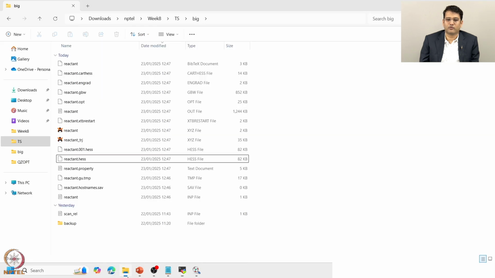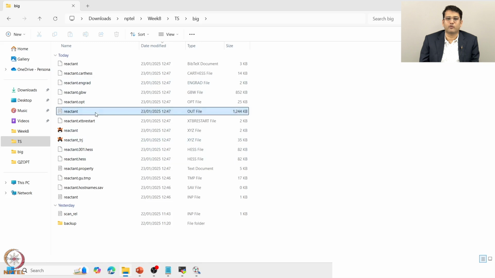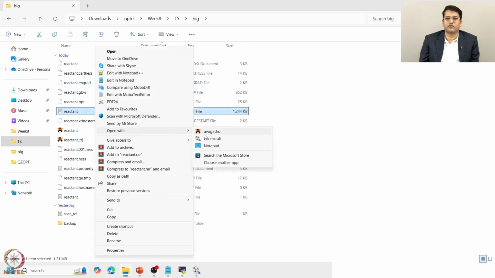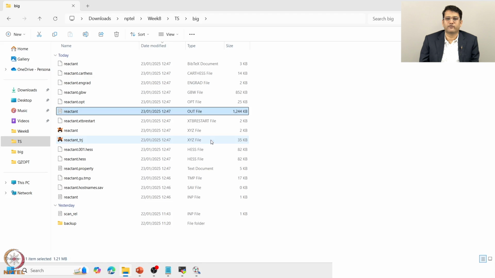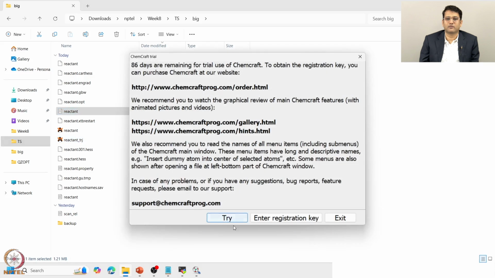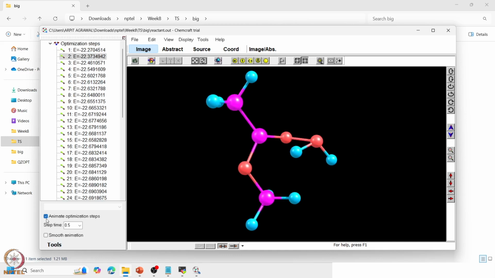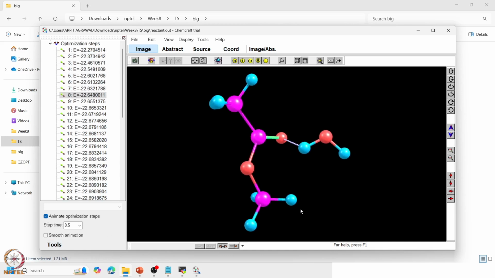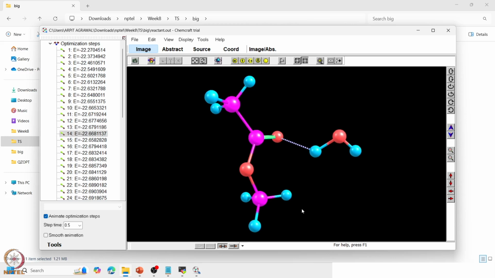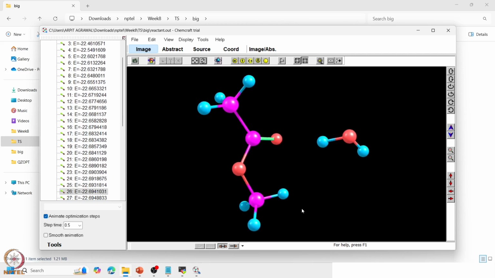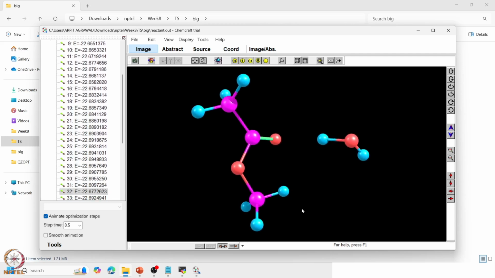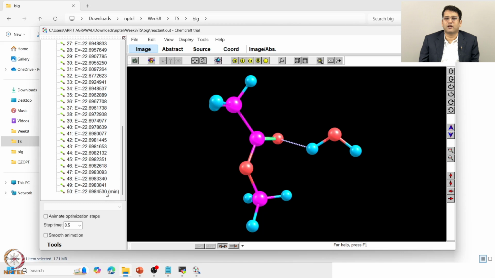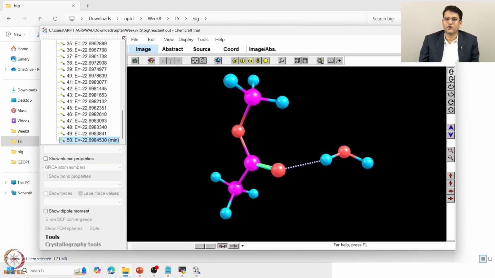So this has been done now. Once it has been done, I should open the output file and try to see if I have got a reasonable structure. So this is the minimum energy structure. Looks reasonable to me.